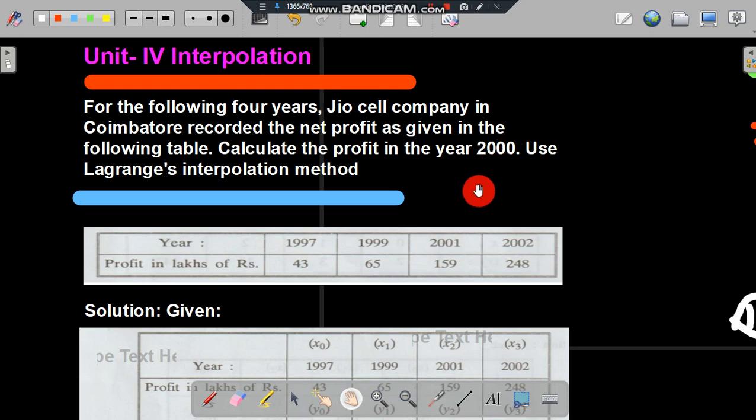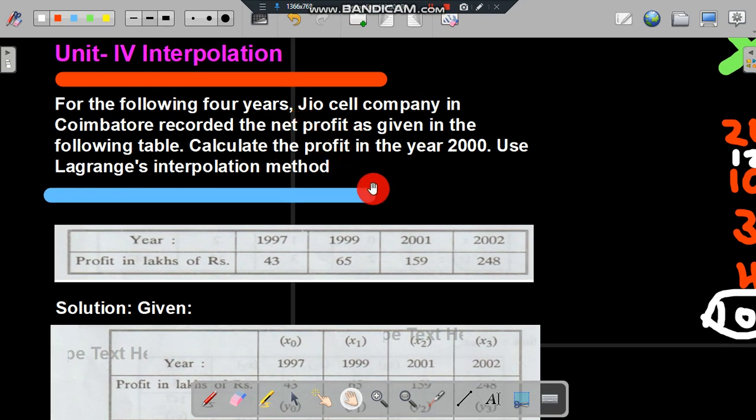So here, for the GeoCell company, the profit made over 4 years is given. Calculate the profit in the year 2000. Is 2000 given here? No. Only 2001, 2002, 1999 and 1997 are given. For 2000, the corresponding profit by GeoCell company is not given here. Okay.